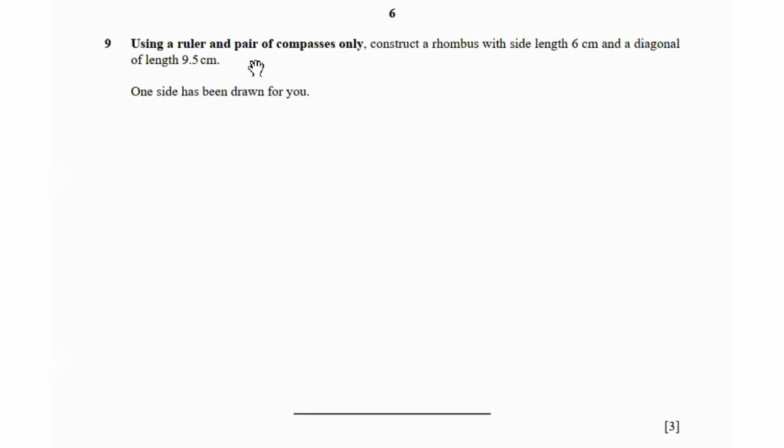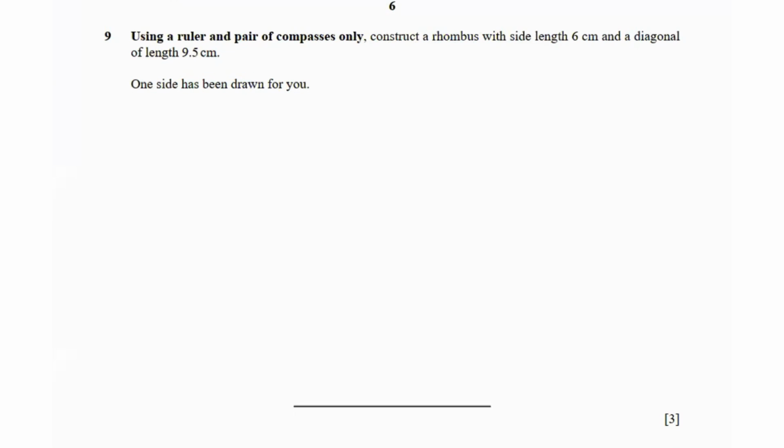Question 9 is using the ruler and pair of compasses only. Construct a rhombus with side length 6 centimeters and a diagonal of length 9.5 centimeters. One side has been drawn for you. So for this, I'm going to show you a demonstration as to how you can draw this, because they have given us the length of one side of the rhombus, which is 6 centimeters. So using that, I will show you how to construct the entire rhombus with the given information.